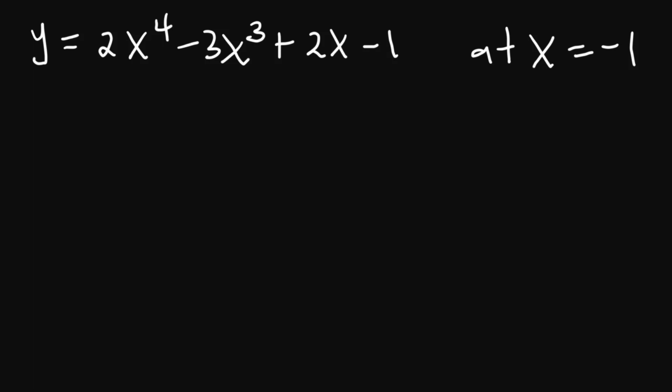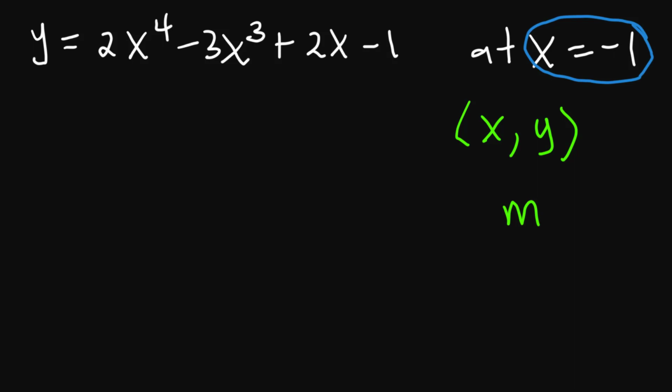To find the equation of the tangent, we need the values of x and y. And we also need to find the slope, which is m. In this case, they have given us the value of x to be equal to negative 1. So how can we find the value of y? To find the value of y, all we need to do is plug in x in our function.